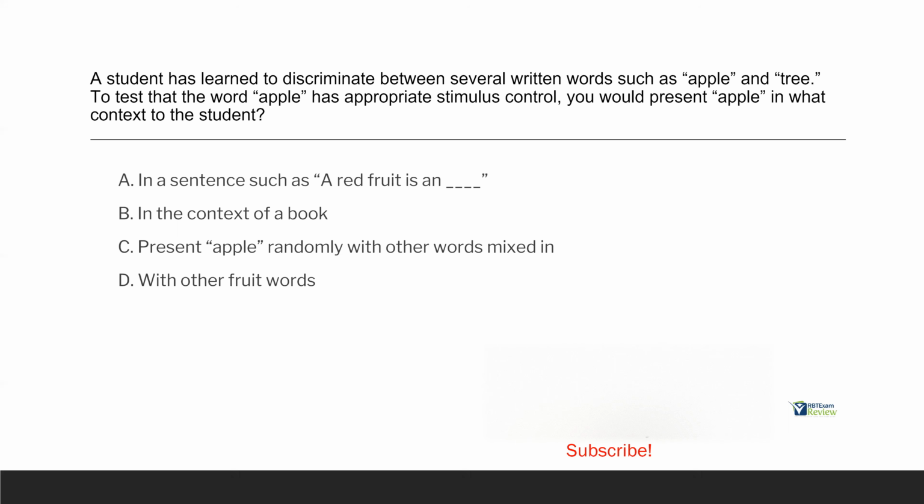And when we say that, we mean we don't want them to be able to read the word apple in the context of a paragraph or in the context of other fruit words where they're using different stimulus to evoke that response. We want the word apple to evoke the word apple. That's appropriate stimulus control. So if we're going to test that appropriate stimulus control, how are we going to do that? A, in a sentence, such as, a red fruit is an.